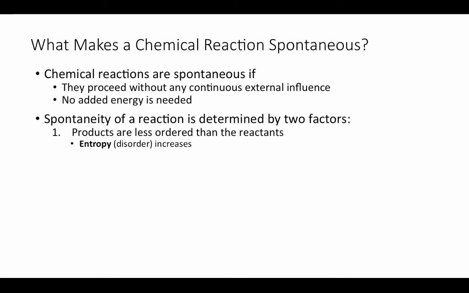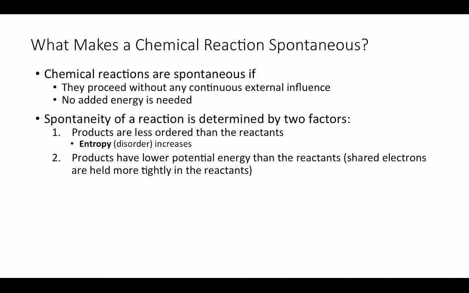Spontaneity of a reaction is determined by two factors. One is what we just talked about, the entropy increases. So if the products are less ordered than the reactants, then entropy increases. That reaction is going to tend to be spontaneous. Number two, if the products have lower potential energy than the reactants, so the shared electrons are held more tightly in the reactants, then that is going to tend to be a reaction that is spontaneous.